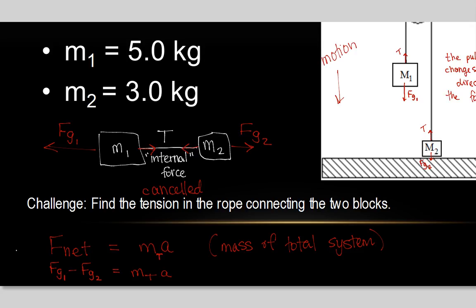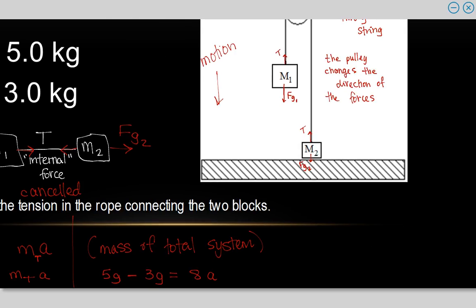Okay, so Fg1, 5 times G. Is it okay if I just write 5G? And then what's going to be minus what? 3G. And this is going to equal 8A. So what's 5G minus 3G? Yeah, 2G.